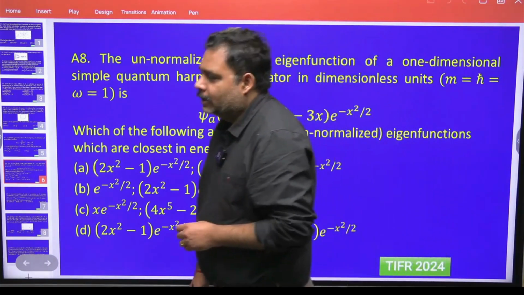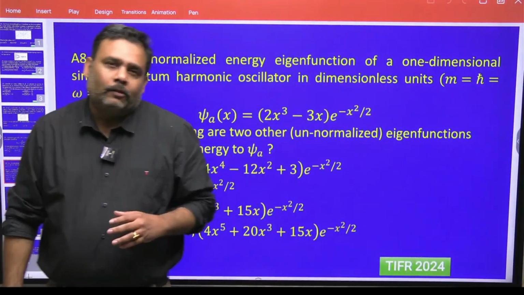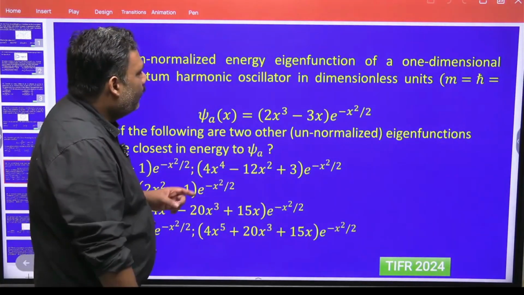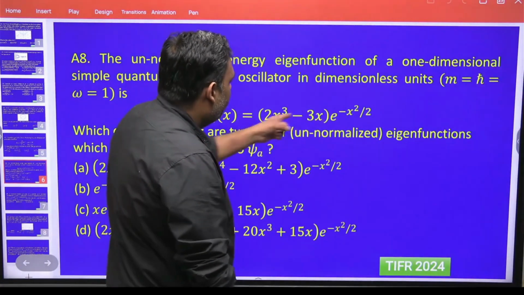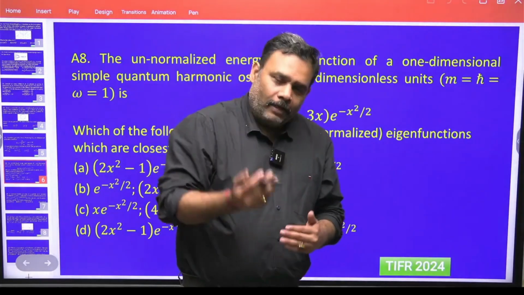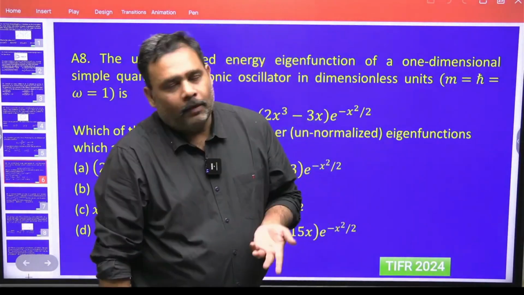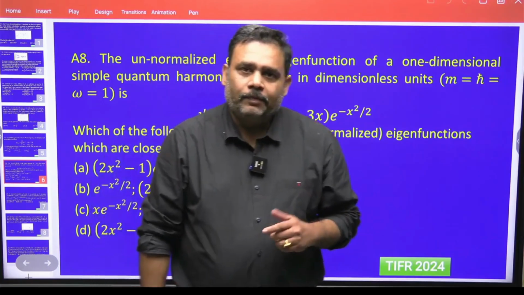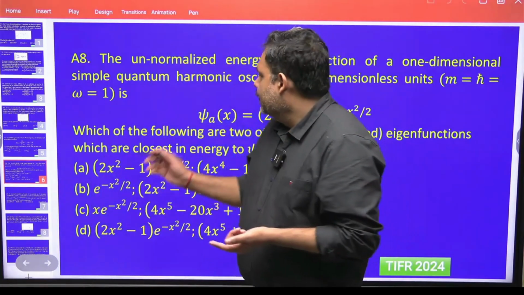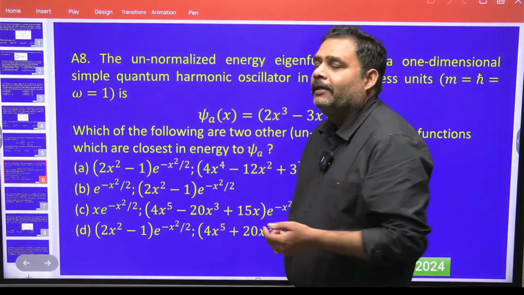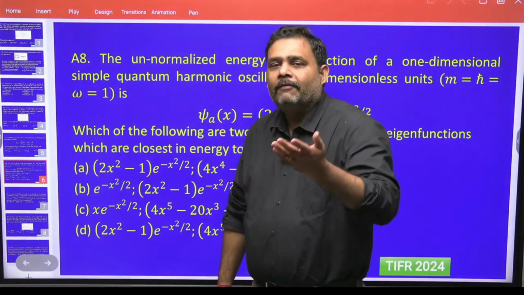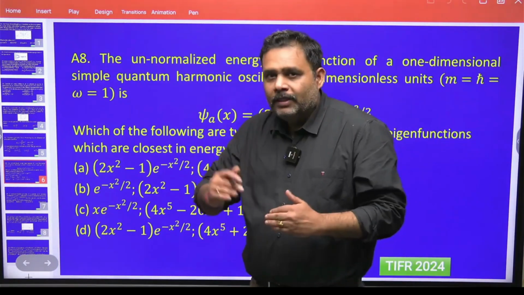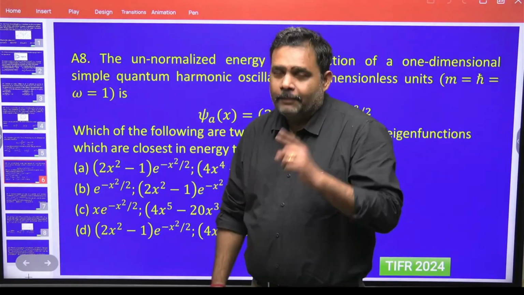So you have to be very careful, and there is no need to remember the Hermite polynomials and all these things. Very simple. This wave function is antisymmetric. So the next higher level and next lower level will always have a symmetric wave function. This is one of the most important concepts. And second, the highest power is 3. So the next higher level has power 4 and the lower level has power 2. But these two have symmetric wave functions. We have to always take care.